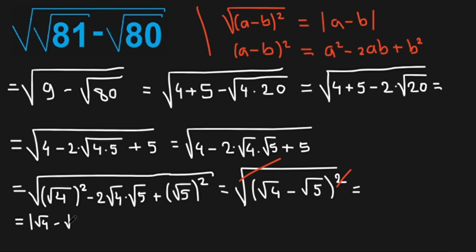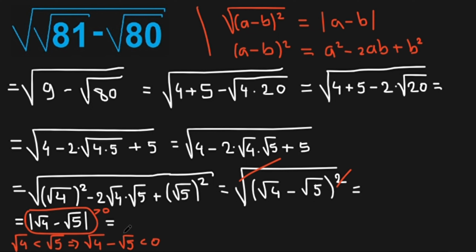Let's eliminate here. From our first formula that we wrote before, we have the absolute value of square root of 4 minus square root of 5. But we know that square root of 4 is smaller than square root of 5. So this means square root of 4 minus square root of 5 is smaller than 0. But the absolute value of square root of 4 minus square root of 5 is positive, larger than 0. So we need to put a minus in front of the brackets, and we have minus (square root of 4 minus square root of 5), and all this equals square root of 5 minus square root of 4. And this is our answer.